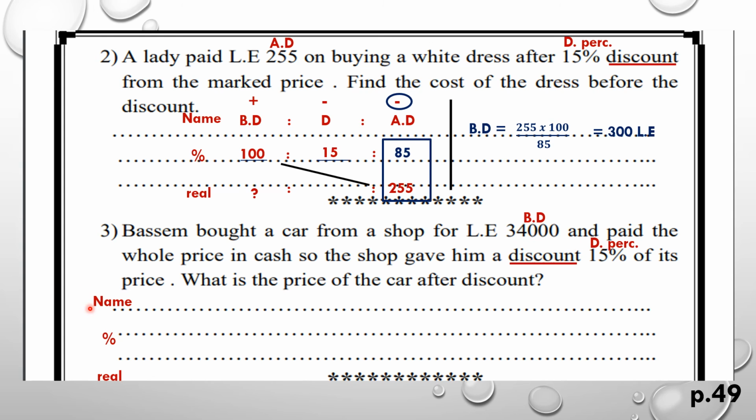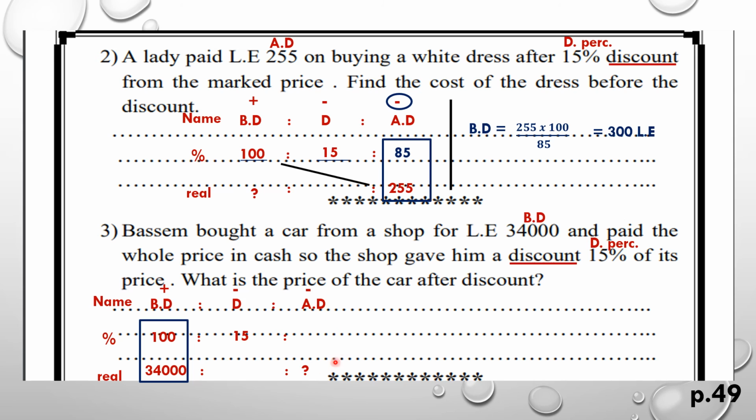Our form will be name, percentage, real: before discount, discount, after discount, the signs plus, minus, minus. All the time this space should be filled with 100. 34,000 should be put under before discount. 15% should be put under discount percentage. Our question mark should be put under after discount. Do we have a completed column? Yes, we have, but we don't have a completed cross to start solving.